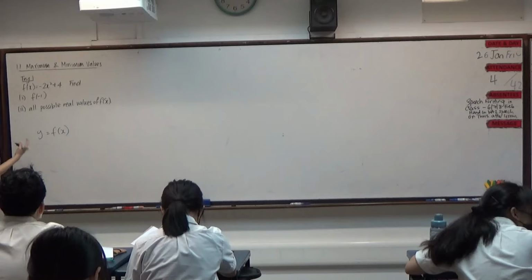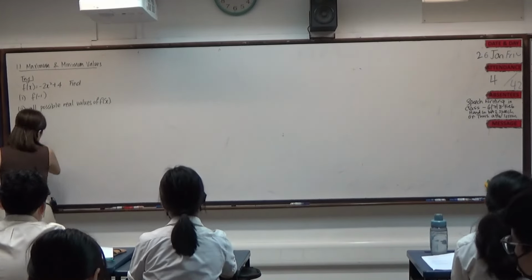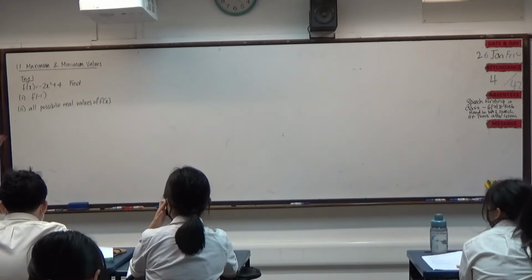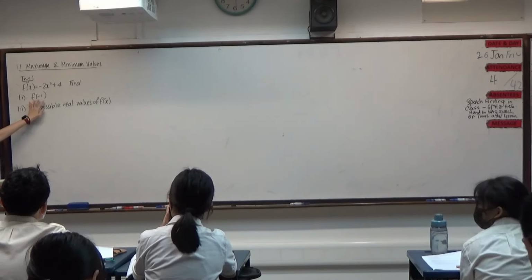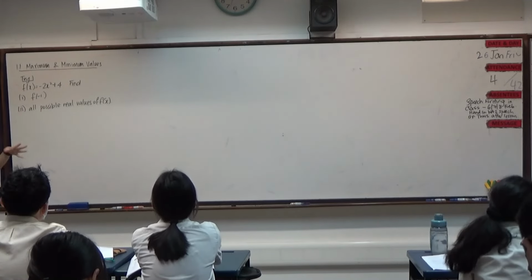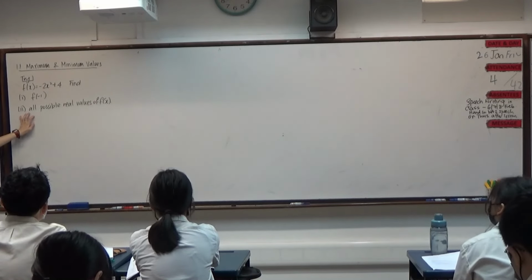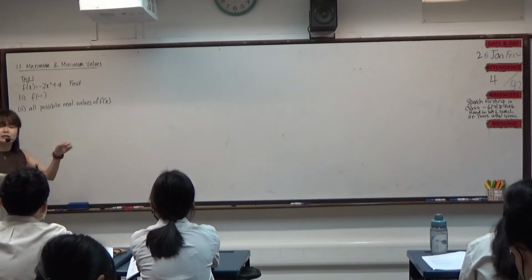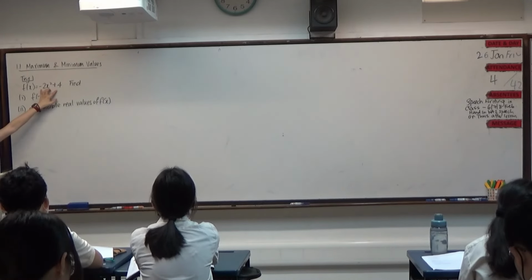This is when it comes to graph drawing, you'll see that later on. But I want us to be familiar at this stage with the notation f(x). We know how to compute the value for f(-1), which means x is being replaced by -1. That was also discussed yesterday. The very last thing I went through yesterday, in part 2, was finding the possible real values of f(x), and that is about finding the range of values that satisfies this equation.